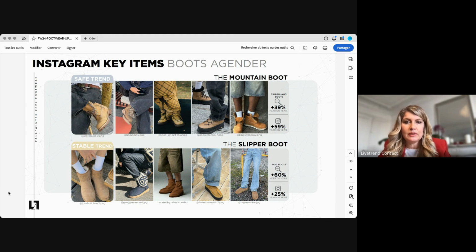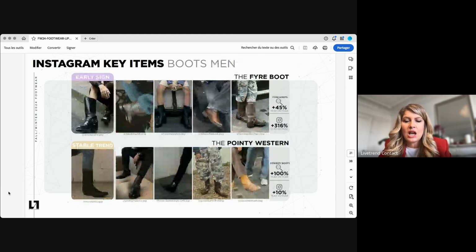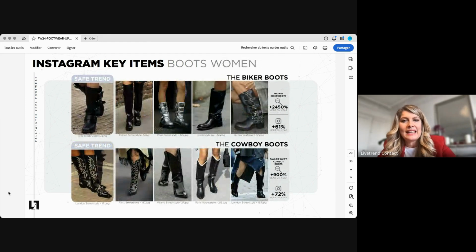Because, for example, let me show you something interesting when we are looking at biker boots for women, how the search for women's is very high. So that means that the client is ready to buy this kind of product. For cowboy boots, Julia can tell how many clients ask us, are we going to do cowboy boots for the next season? Yes or no?